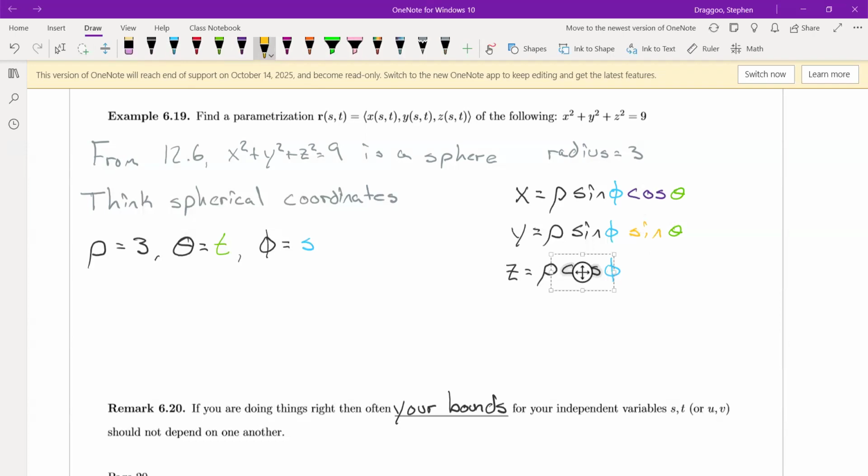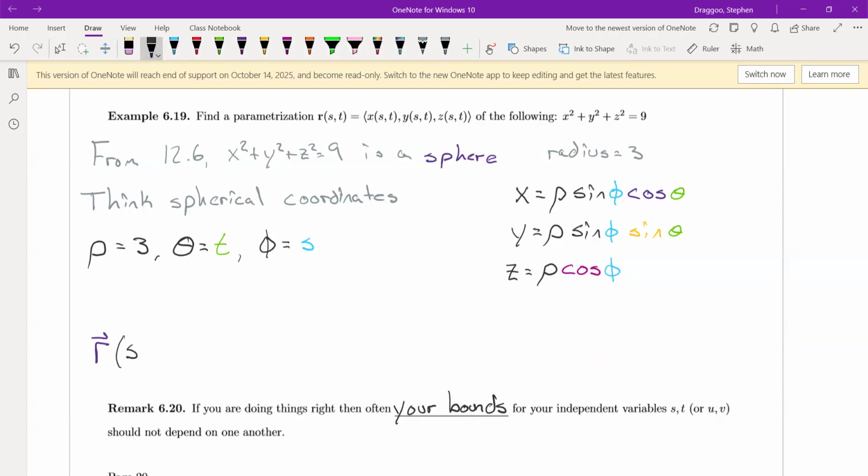Then z is the other part, on that phi angle. So z is going to be rho times cosine phi. So those were my 3 equations from spherical coordinates. I just want to use that as my base for my parameterization. And let's add a color to the object. How about purple for spheres?